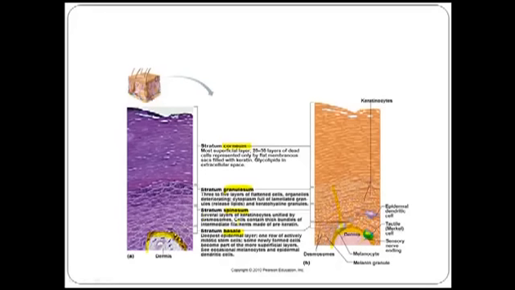Our next layer up is going to be our stratum spinosum. It's going to be several layers of keratinocytes. Alright, they are going to be held together by something called desmosomes. Those guys are just going to be like little spot welds.